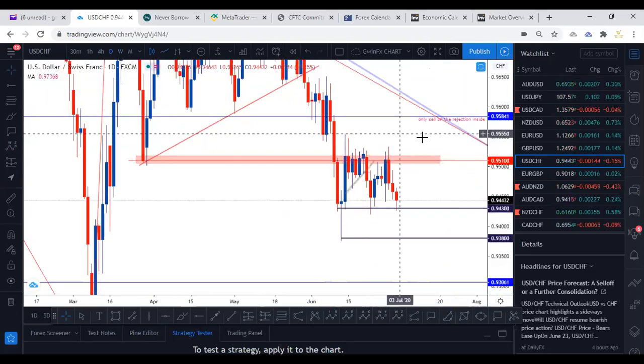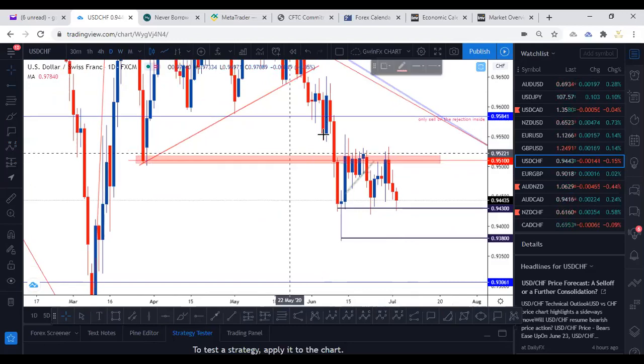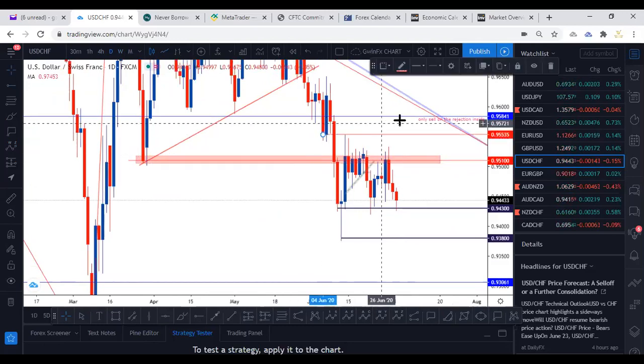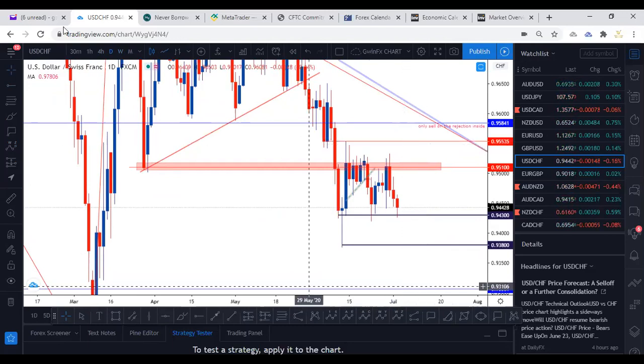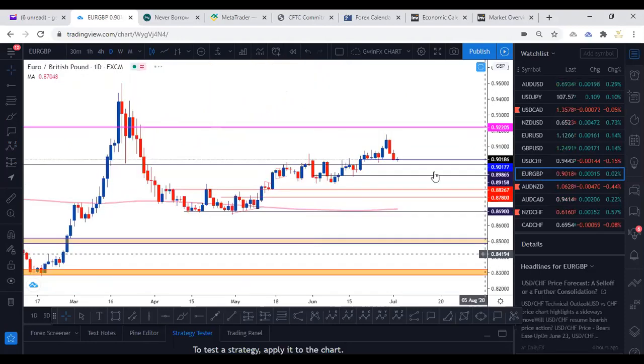In my opinion, I might still look to target this zone. First I will just leave this one and then target this one because this is more visible. I'm not going to look for crazy targets.